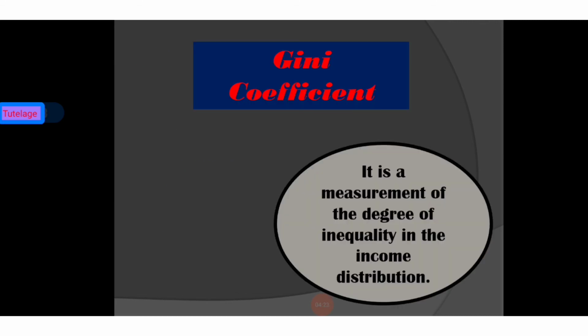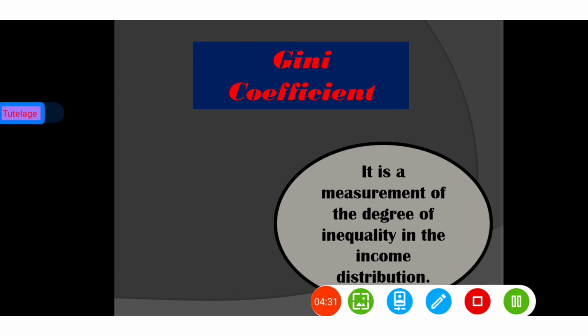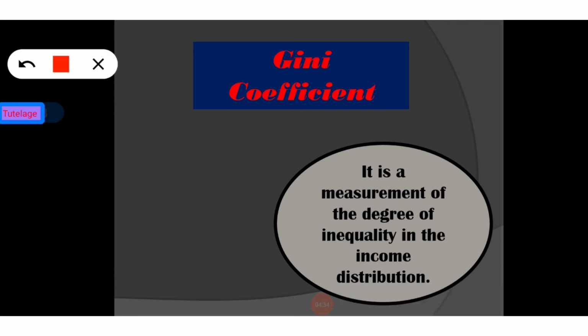This is one of the most important concepts, which is basically related to the Lorenz curve. That is the Gini coefficient. The Gini coefficient is basically a measurement of the degree of inequality in the income distribution. We have already told the distance between the equality line and the Lorenz curve is called the area of inequality, the degree of income inequality. So the degree of income inequality indicates the Gini coefficient. Degree of income inequality is called the Gini coefficient.